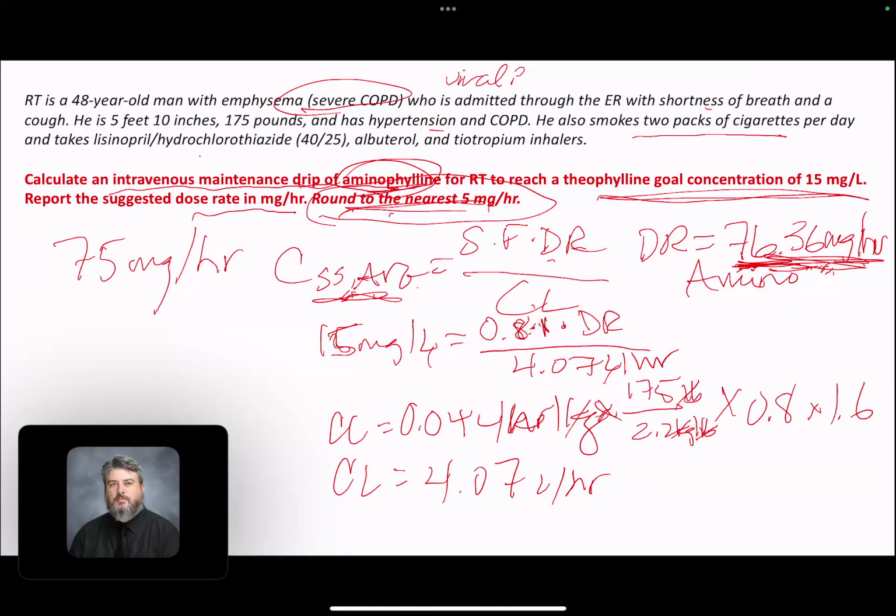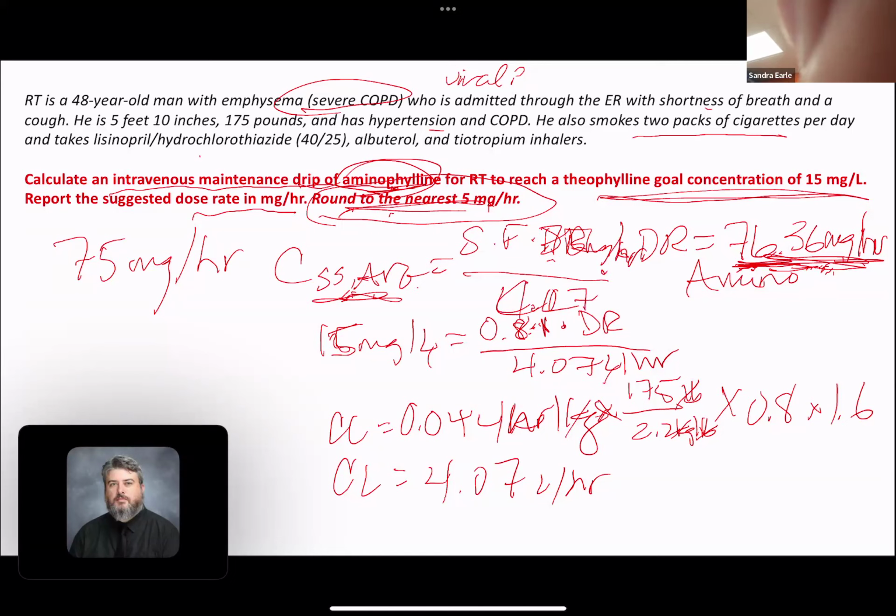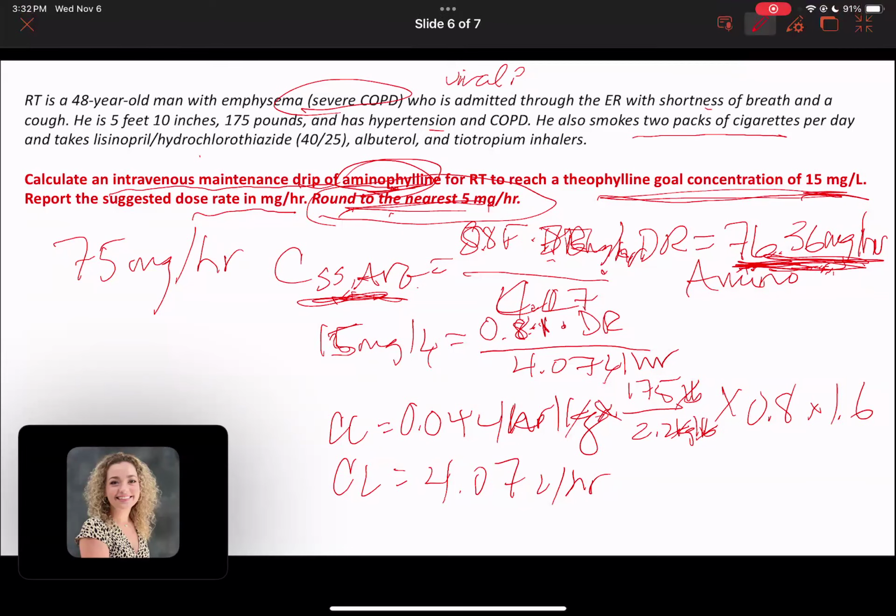Okay. So we could put 75 milligrams per hour here and put this clearance in of 4.07 and the salt form in of 0.8 and calculate what the CSS average is going to be. It's going to be a little less than 15, isn't it? Because we're only giving 75 versus 76.34. You know what I mean? Yeah, that makes sense. Tom, do you want me to set that up? No, I see where you're going. You're good? Okay. Yeah, I'm good there.